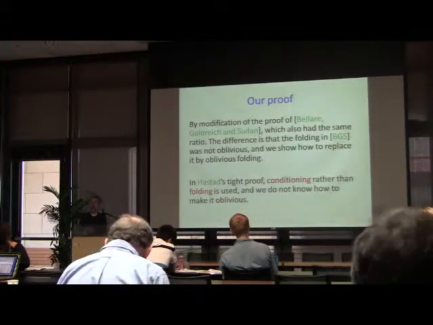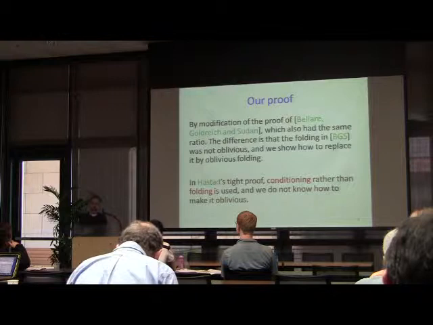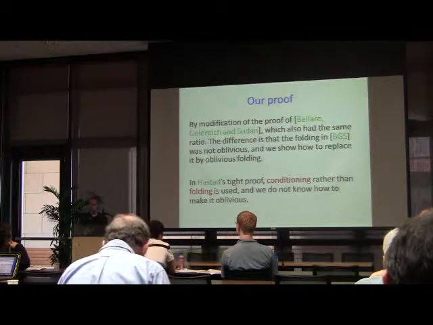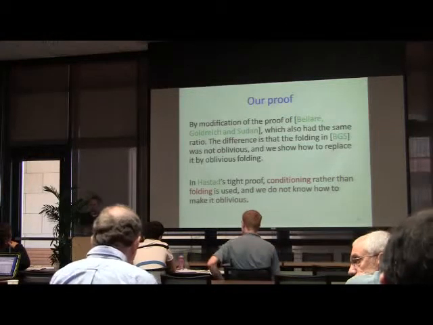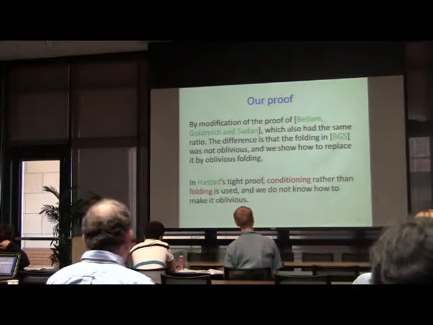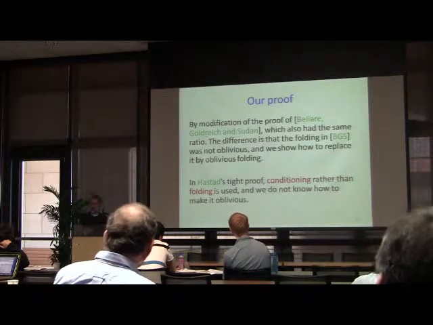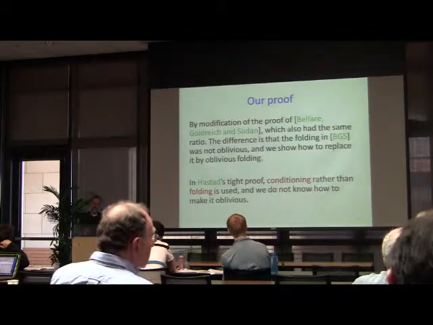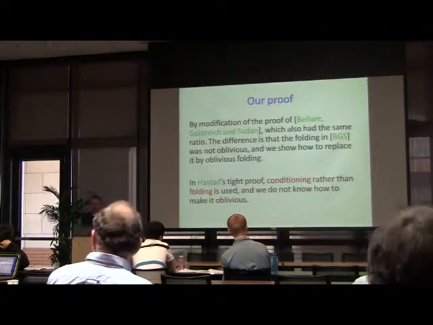If we look at Hastad's proof, he's using something, I'll not describe it here, which is not exactly folding, it's called conditioning, a variation on folding, and we don't know how to make it oblivious. So we cannot use the same approach, or we haven't yet found a way of using the same approach in order to get a 7/8 hardness result.